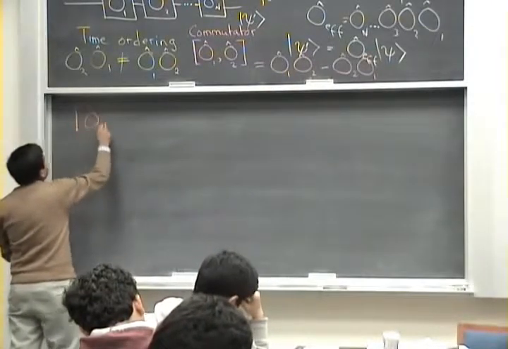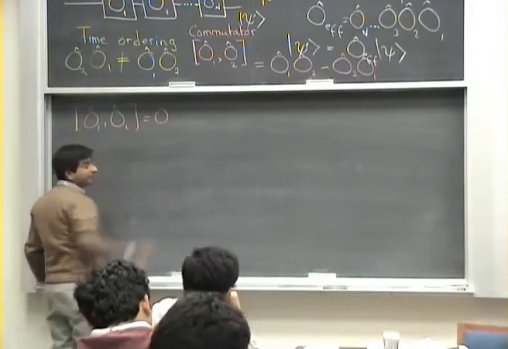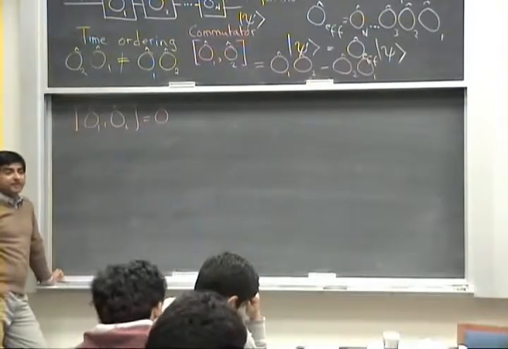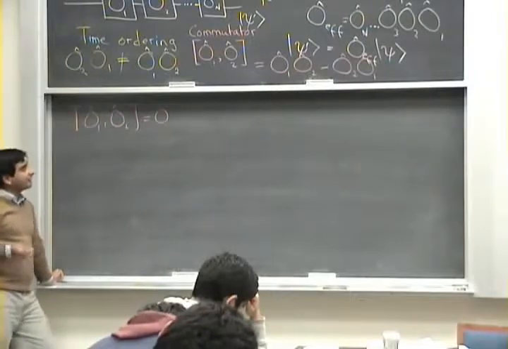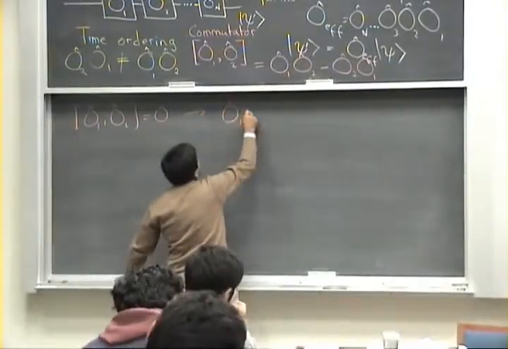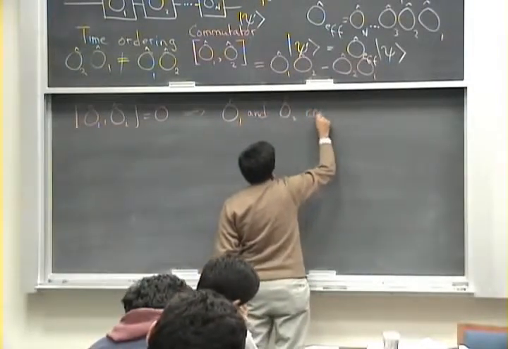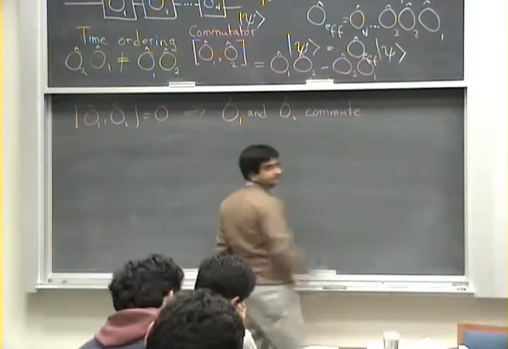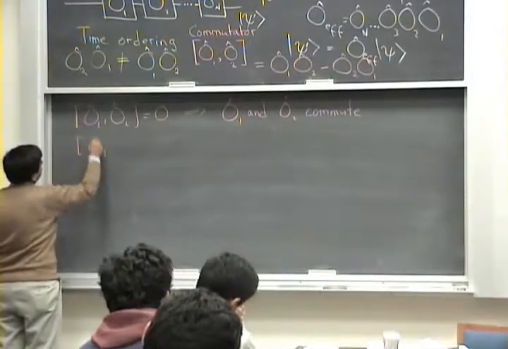If the commutator between the operators is 0 somehow, it could be 0. In general, it's not 0. But there are matrices whose commutator can be 0. If the commutator is 0, we say that the operators O1 and O2 commute. Okay? In general, the commutator is not 0.